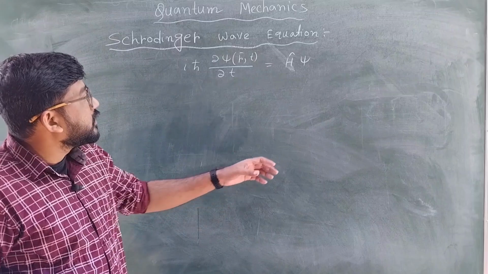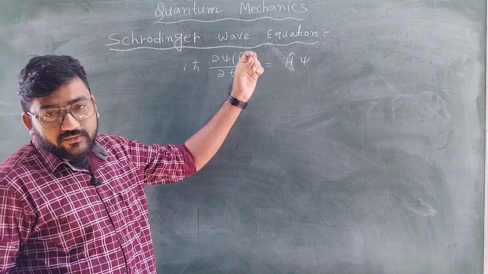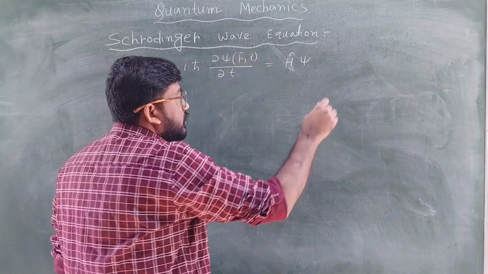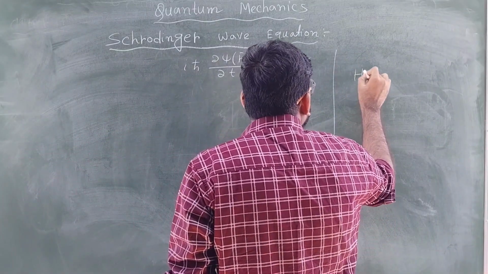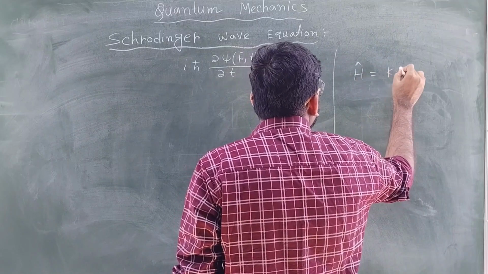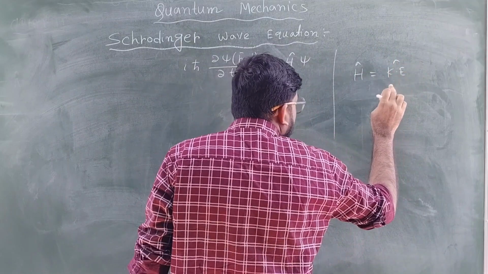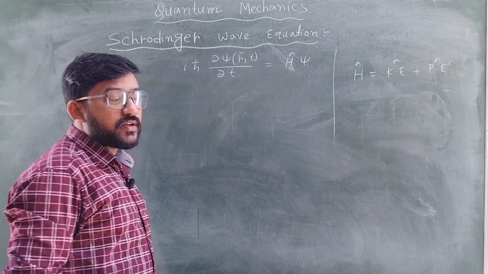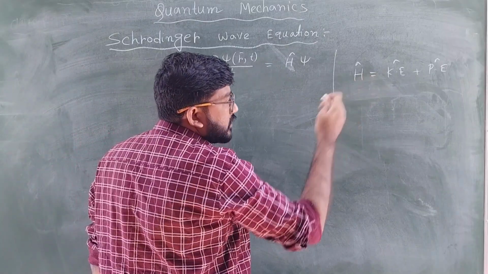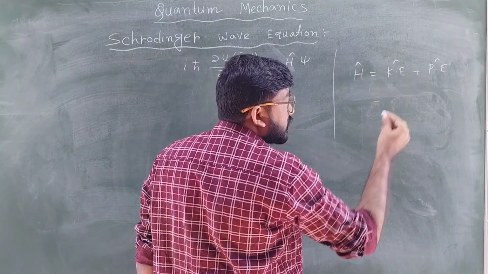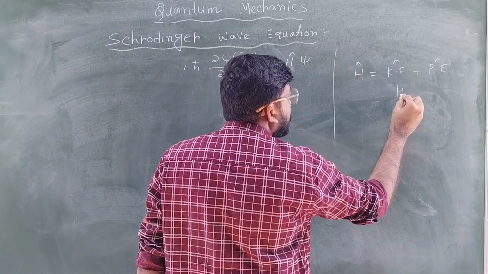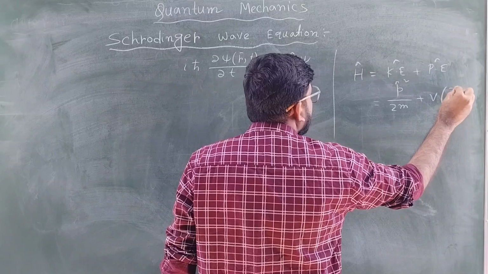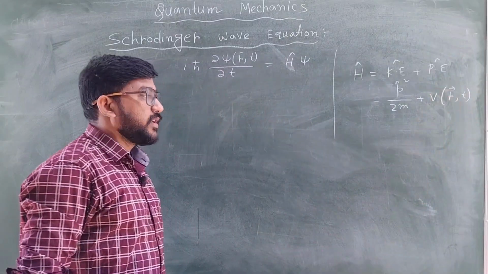Let us first see what is the H cap, that means the Hamiltonian operator. What is the form of the Hamiltonian operator? Basically, the Hamiltonian operator is the sum total of kinetic energy and potential energy. So if you say kinetic energy operator plus potential energy operator, this is the total energy operator. Now what is the kinetic energy operator? We can write kinetic energy in terms of momentum as P cap square upon 2m, and the potential may be a function of position and time, V(r,t).